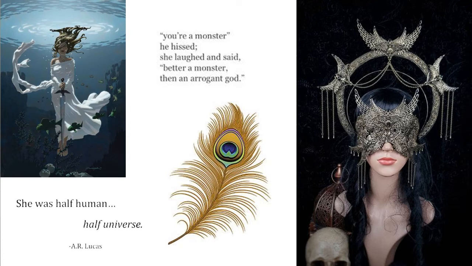Then there is the quote about being half human, half universe, and that is something that is very central to Juno's struggle. She is part human, part Nixie, which is a Germanic water spirit, and this is something she struggles with greatly, because magic isn't really something that is accepted very widely in this world.